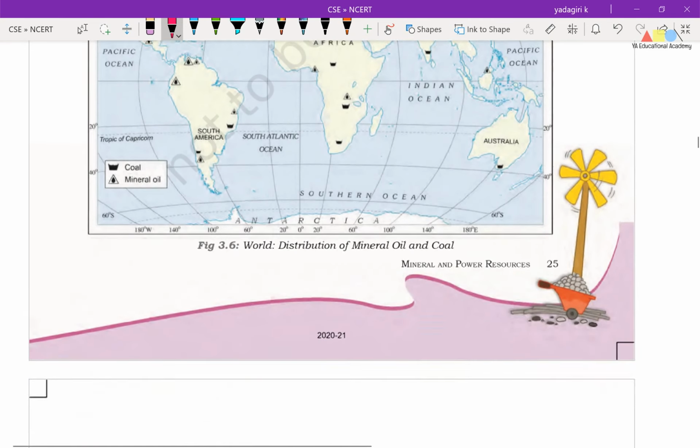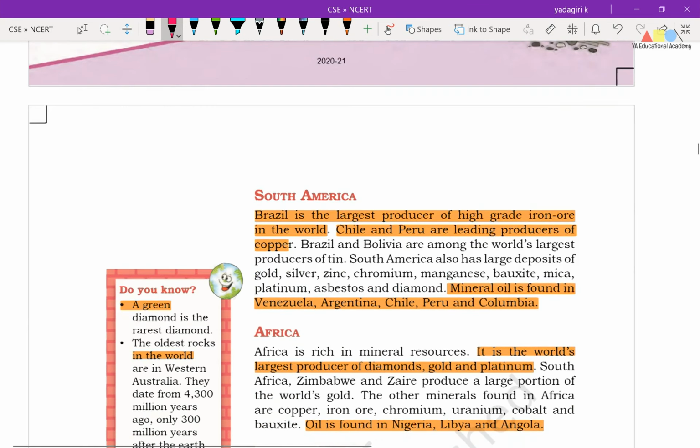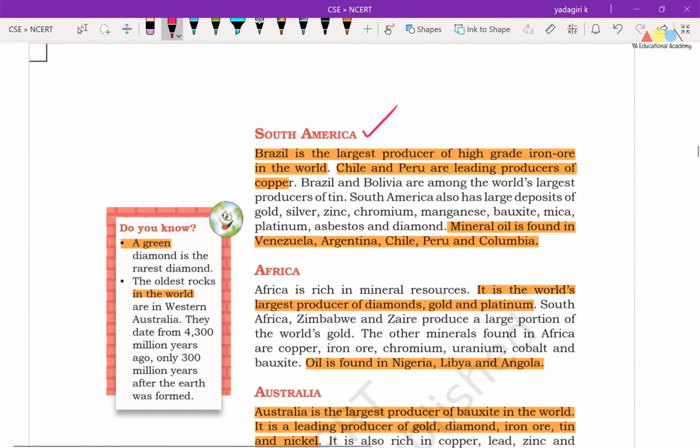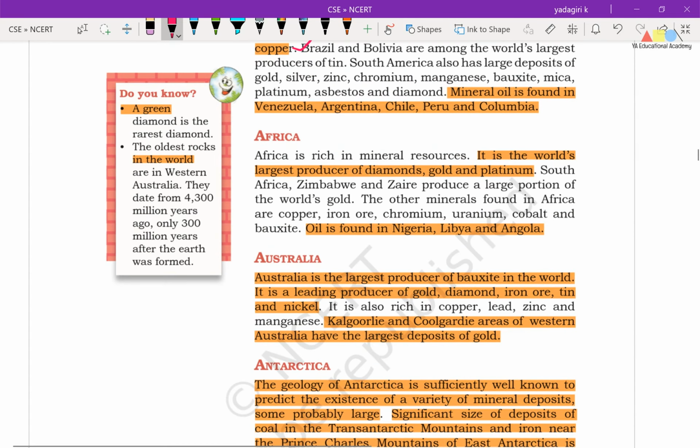Alright, friends, if we see in South America, Brazil is the largest producer of high grade iron ore in the world. Chile and Peru are leading producers of copper. Mineral oil is found in Venezuela, Argentina, Chile, Peru and Colombia. So you can see in South America, these are some of the important countries that produce mineral oil.